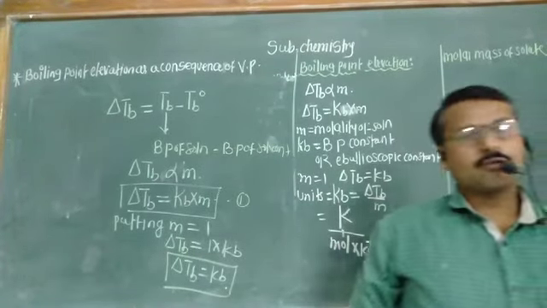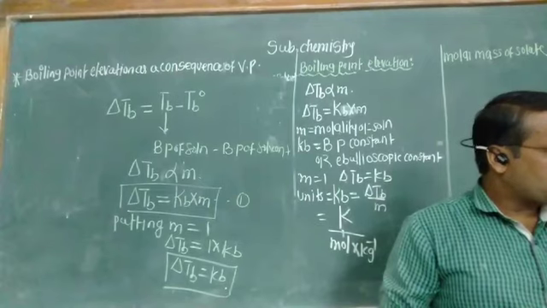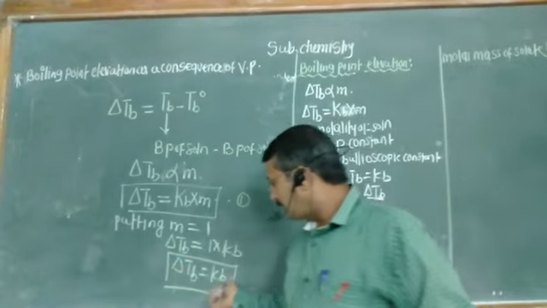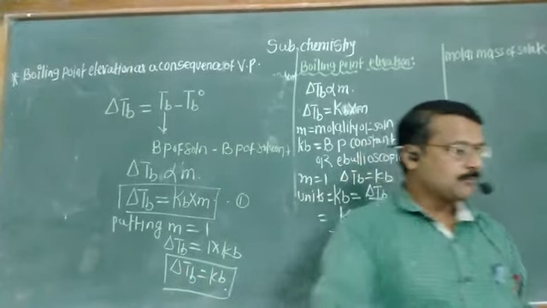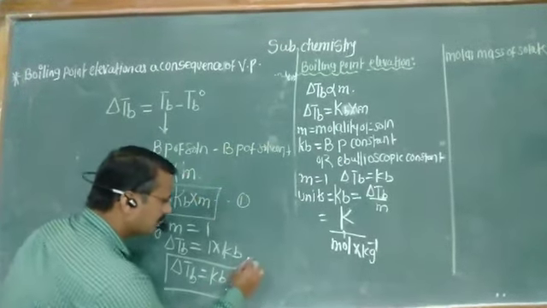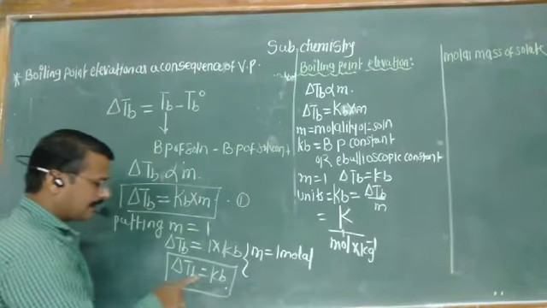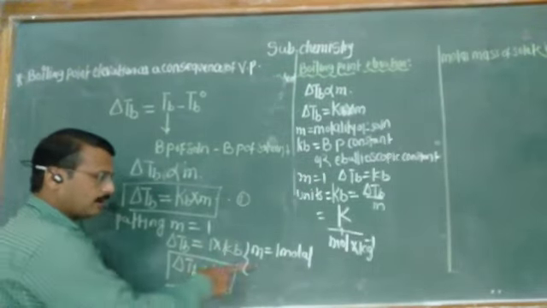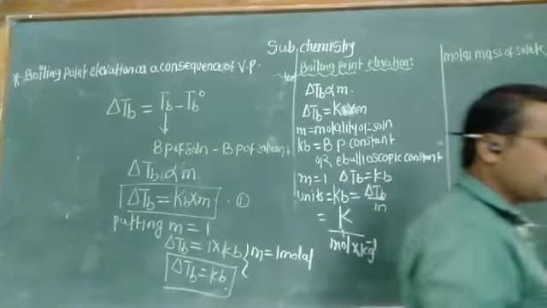Now how can we define the ebullioscopic constant? The ebullioscopic constant is the elevation in boiling point at 1 molal solution, because we have taken the value of molality equal to 1. So the ebullioscopic constant is equal to the elevation of boiling point when the solution is 1 molal.